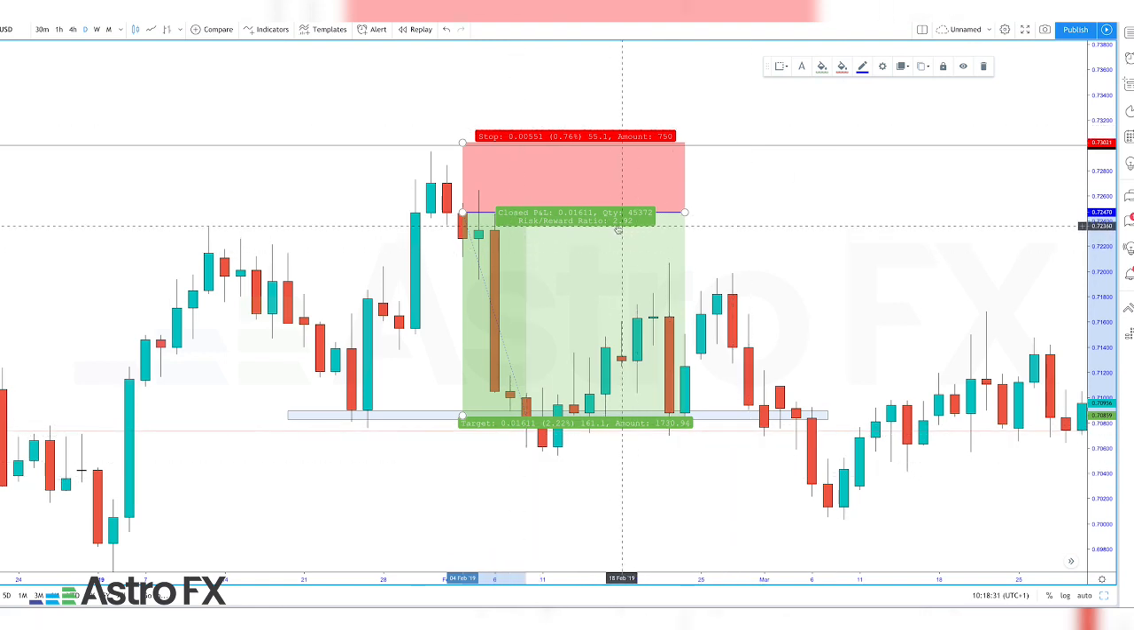Risk reward of 1 to 2.9, nearly a 1 to 3 risk reward. That's how you would lay it out. You want to keep the stops nice and tight.